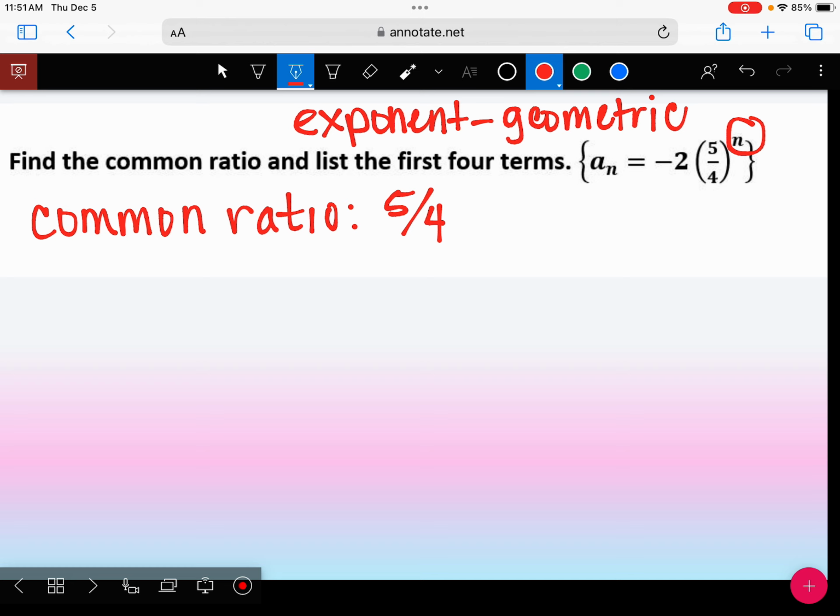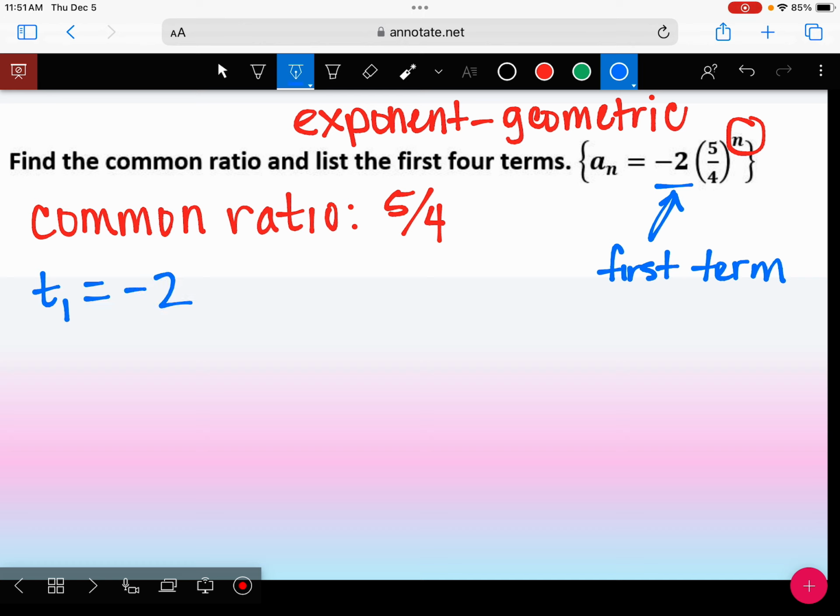So we're going to use this rule here. We already know our first term. And our first term would be -2. So that's our first term. So T1 is -2.